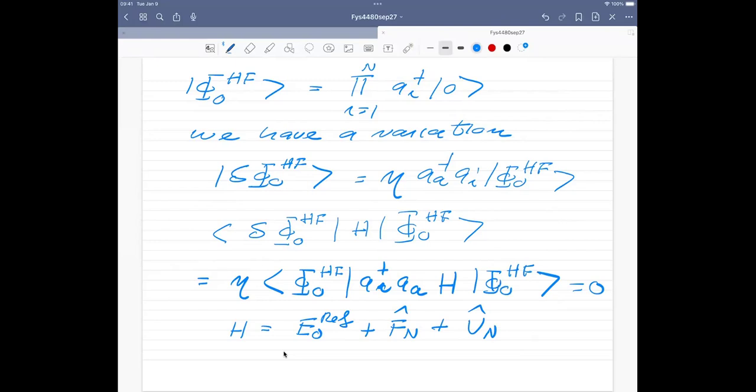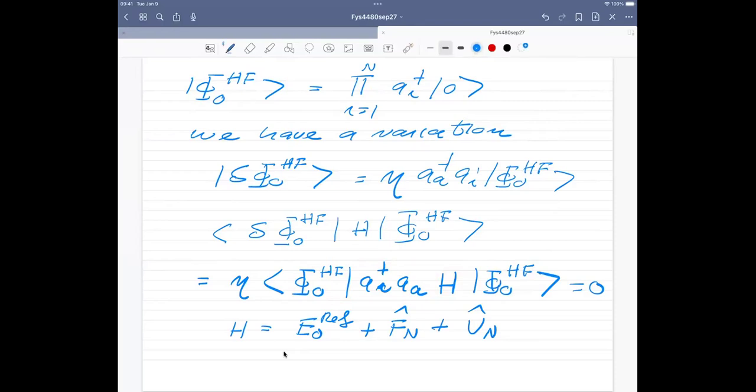we have simply a constant which comes in here. And then this is a state with zero particle, zero hole excitations, whereas this is now a state with a one particle, one hole excitation. So that means that that first term is zero.